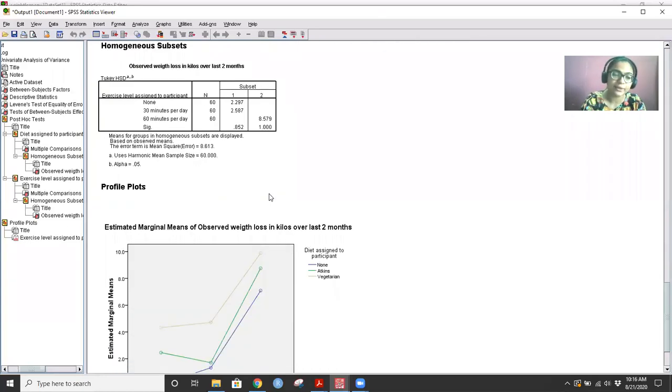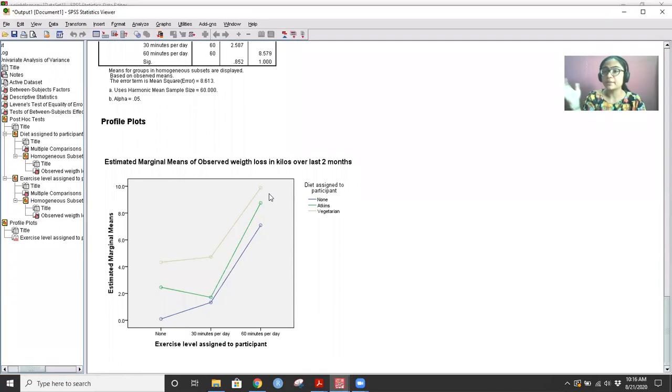Now, lastly, let's look at the profile plots. Remember, we used to have mean plots in one-way ANOVA. In a similar fashion, we also have profile plots here. Each line in the profile plots is more or less the same, as we can see. They follow the same pattern except the Atkins one. So what do we have over here? Remember, I put exercise on the horizontal axis. So that's showing up here: none, 30 minutes per day, 60 minutes per day. And I said that I need separate lines for the diet. So these are the separate lines for diet: vegetarian diet, Atkins diet, and no diet.